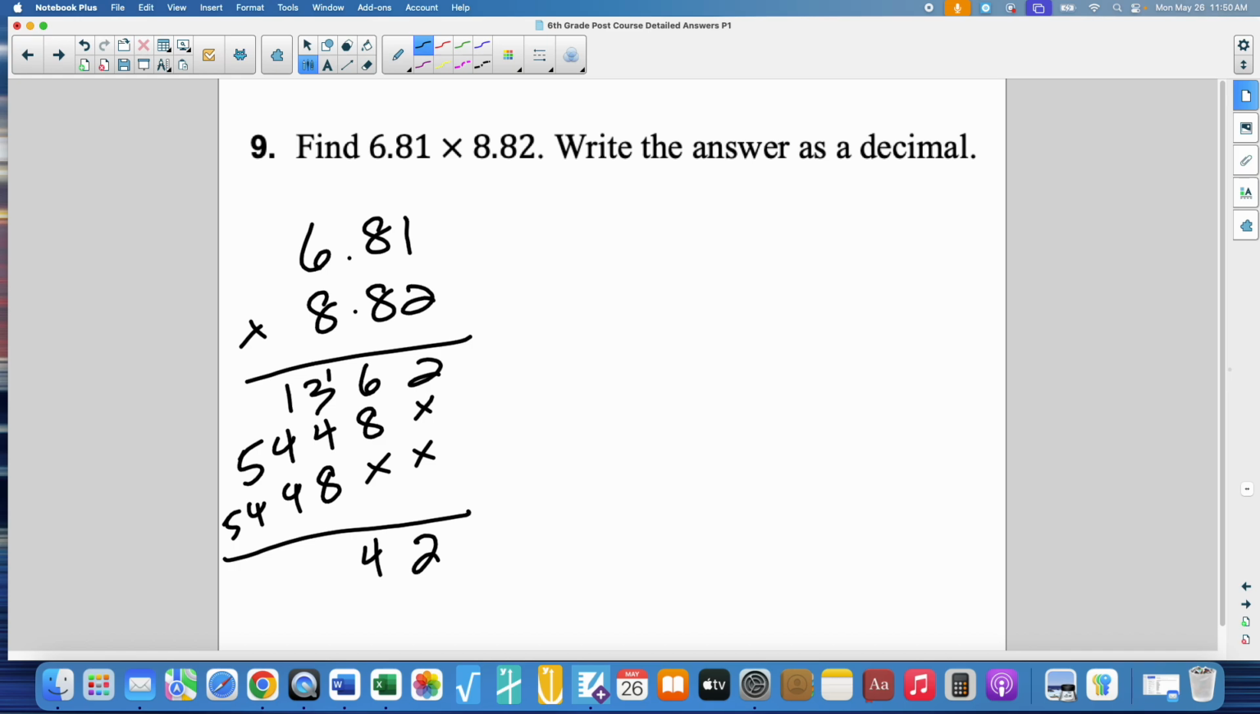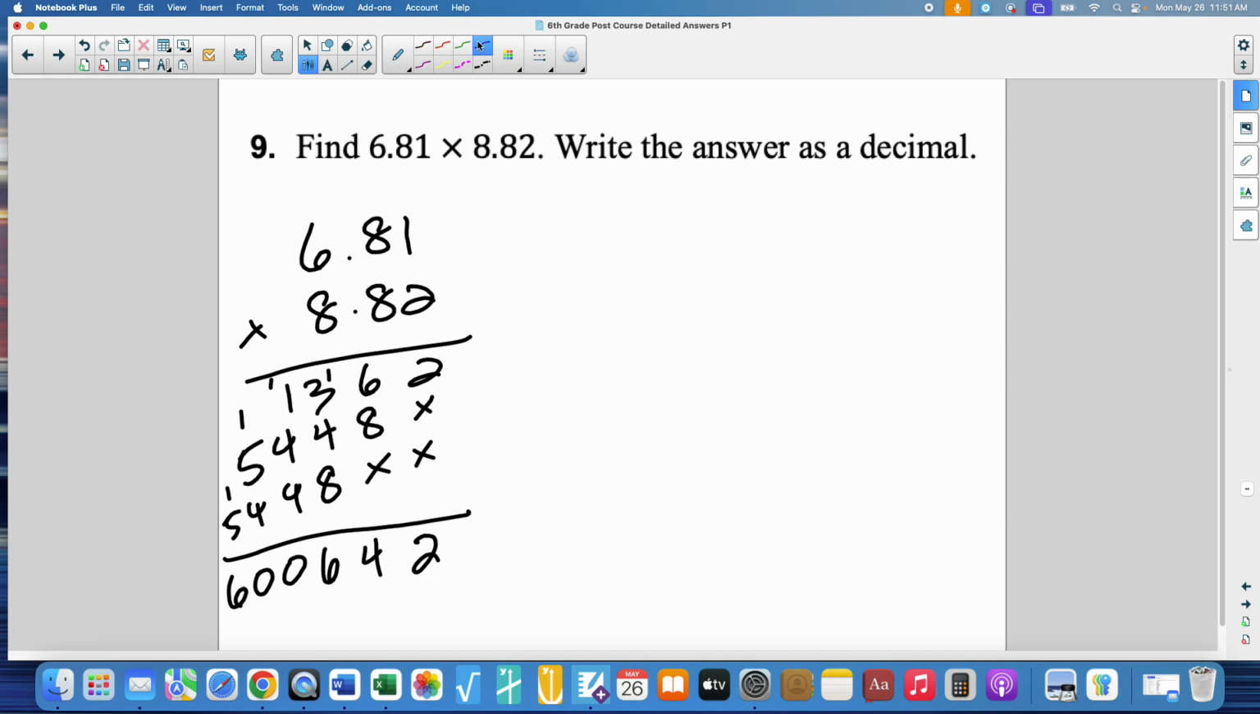We got 8 and 8 is 16. We got 8 and 2 is 10. We got 10. We got 6. Now, how do we deal? And there's my 6 digits, 600642.